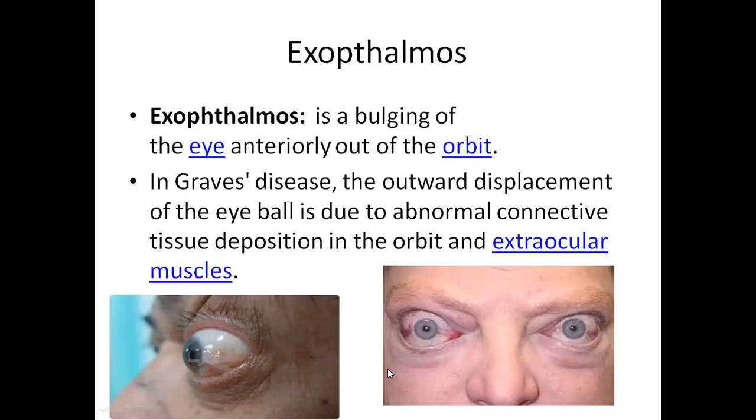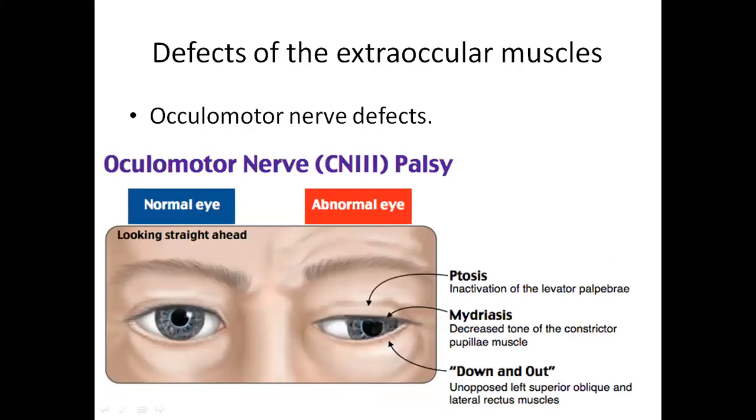You will see many such patients when you start going to the OPD. Okay, exophthalmos. This is due to Graves' disease and due to increased thyroid hormone levels in the blood. Okay. Now, defects of the extraocular muscles.